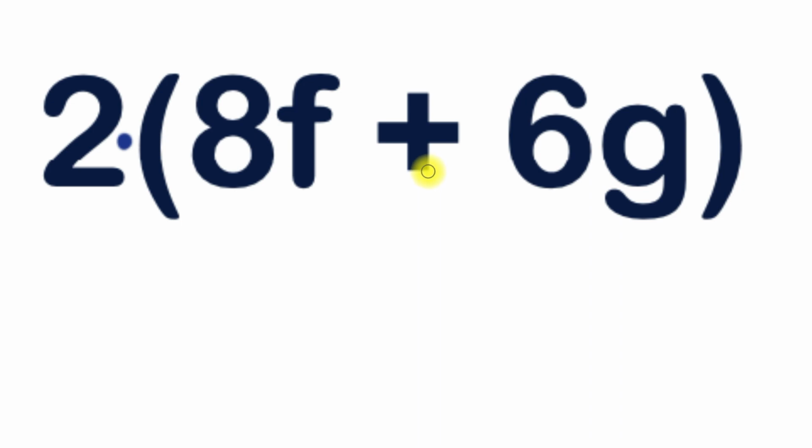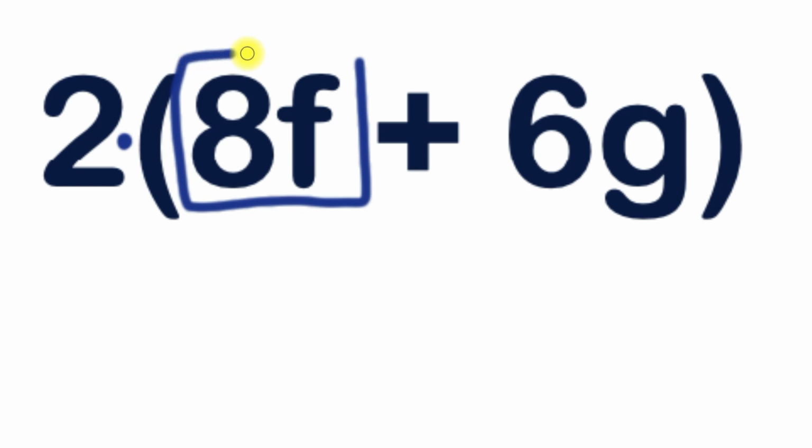So the first question is, what exactly are the terms here? Well, our first term is positive 8f. We stop the term right before the following plus or minus sign. In this case, it's a plus sign. So right before this plus sign, I can drop a little line here and then go in front of it like this, and that'll be my first term.